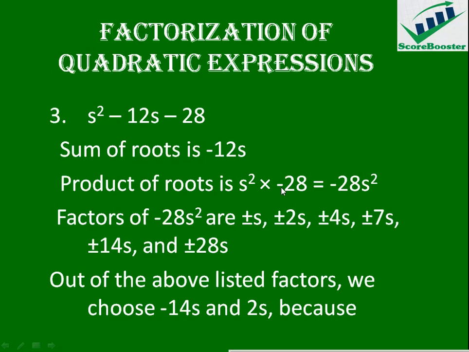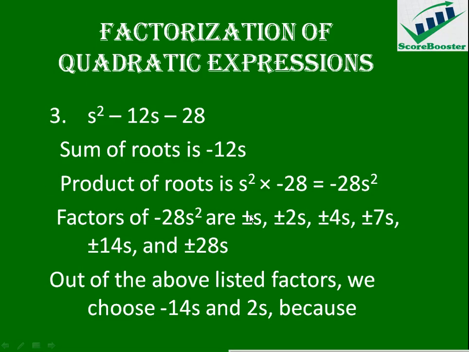So x squared multiplied by minus 28: plus multiplied by minus will give minus, so 28 multiplied by x squared will give minus 28x squared. So now you find the factors of minus 28x squared. You know, in the previous question we used to have only positive numbers. Here you have negative numbers. So if you want to write down the factors of minus 28x squared, we write down both the positive factors and the negative factors.